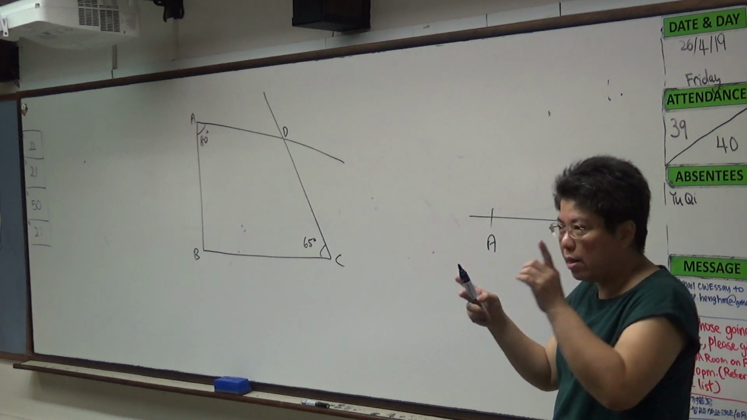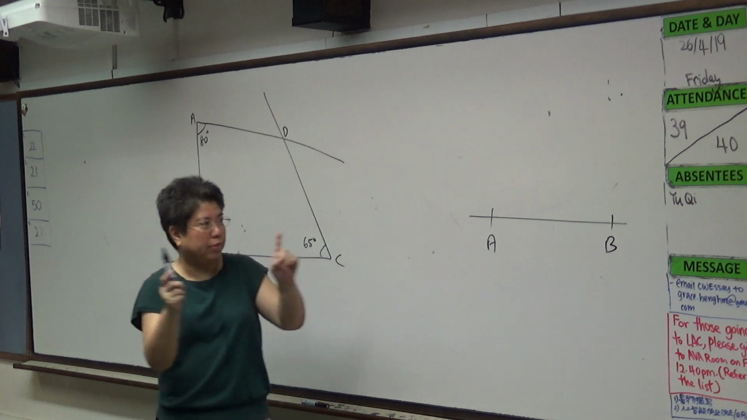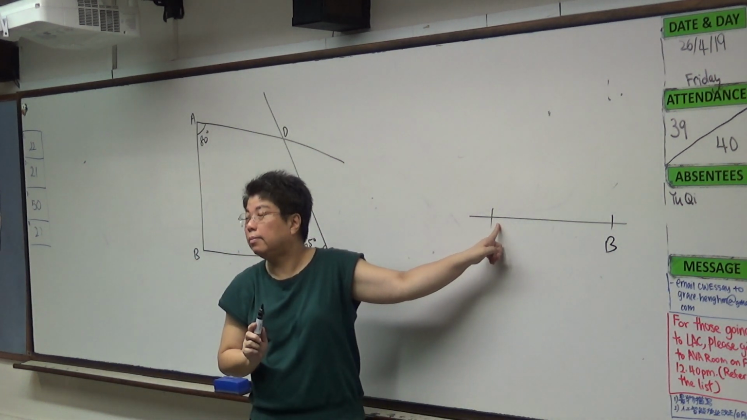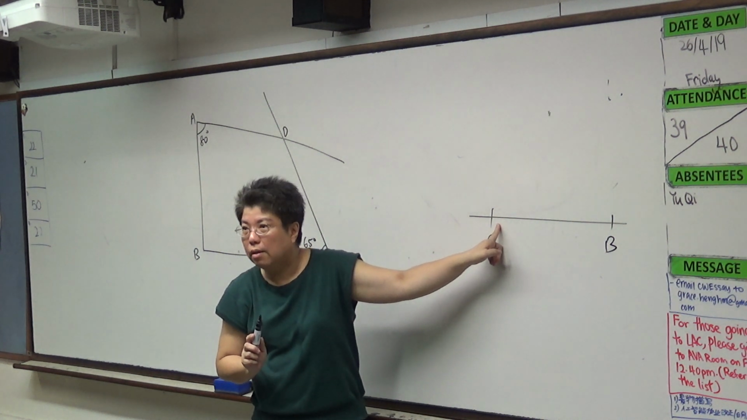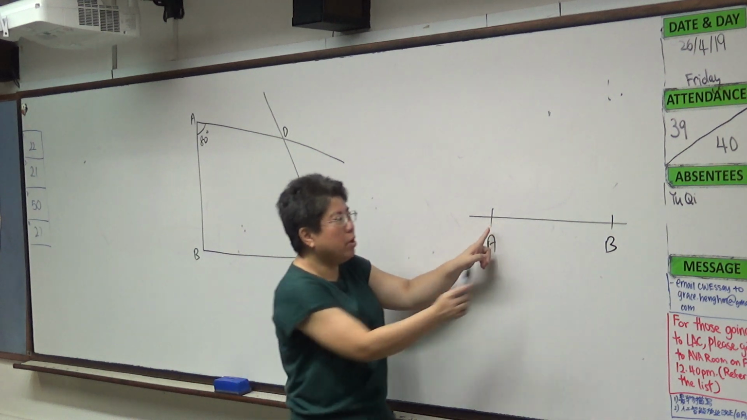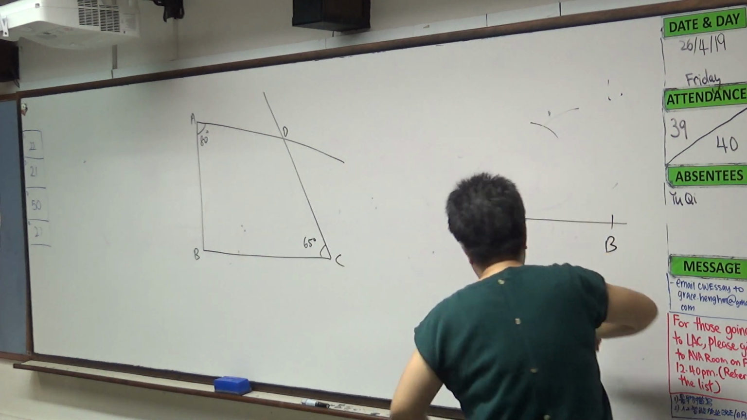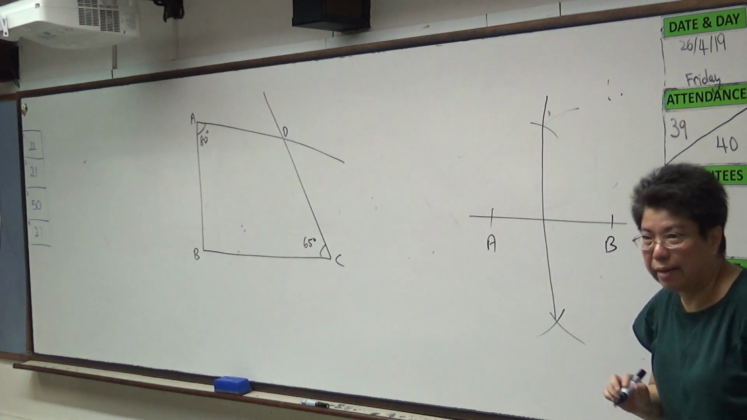Okay, how to construct a perpendicular bisector? I told you to open up the compass to more than half the length. Very good. How come I cannot have less than half? The arcs will not intersect. Correct? The arcs will not intersect. More than half, you put one on top, one below. One on top, one below like that, right? So this will be the perpendicular bisector.